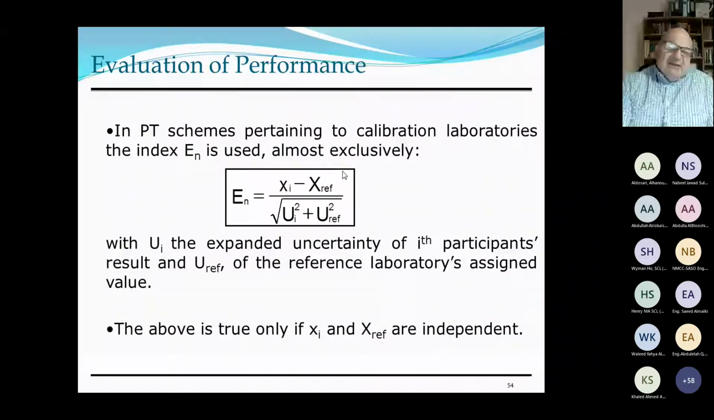This type of analysis is strictly true only if the participant, the ith participant, has not contributed in any way to the formulation of the reference value, or if it doesn't get its traceability from the laboratory providing the reference value.